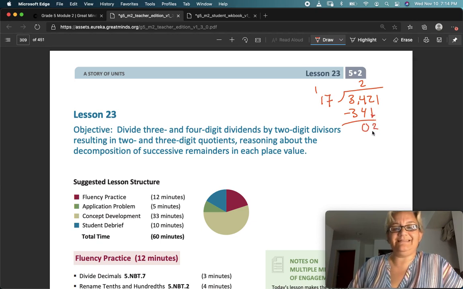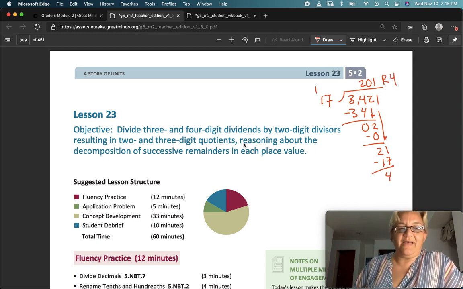Then we're going to have 0, but then we bring down that 2. Okay, 17 does not go into 2, so I would have to put a 0 there. 0 times 17 is 0. Bring down that 2 and bring down the 1. 17 goes into 21 one time. 1 times 17 is 17. And we have remainder 4.